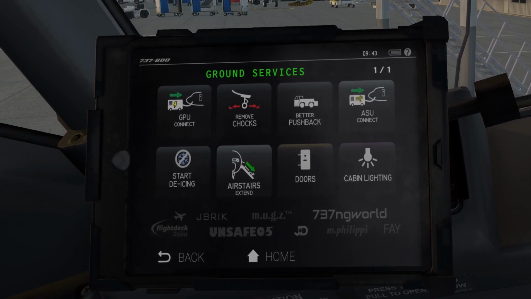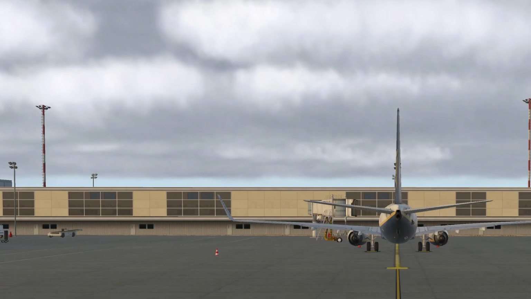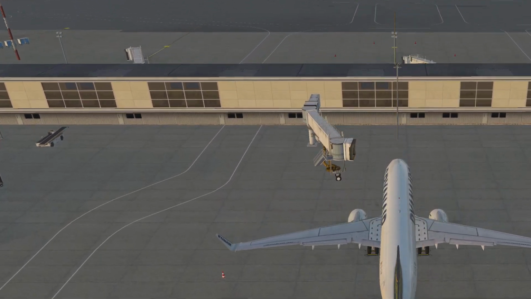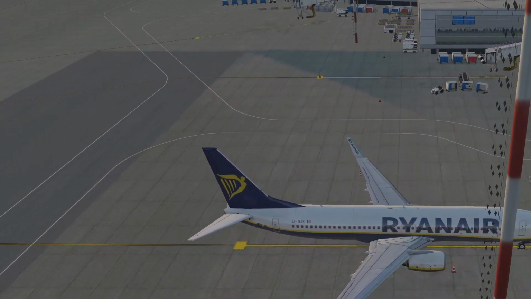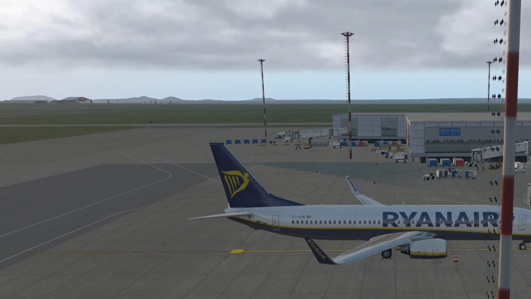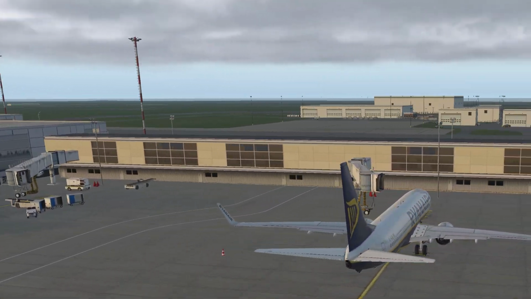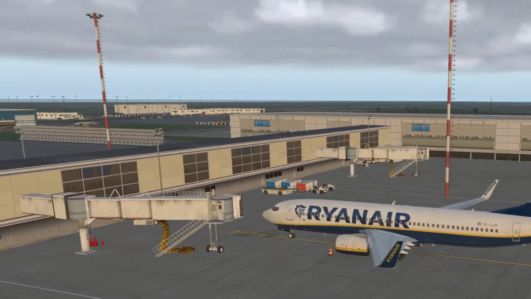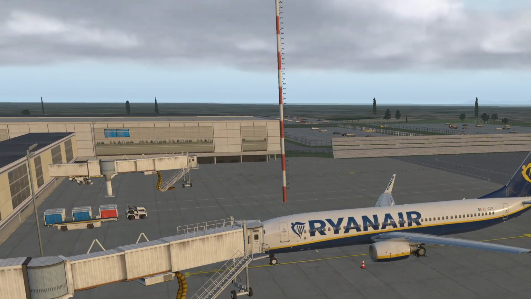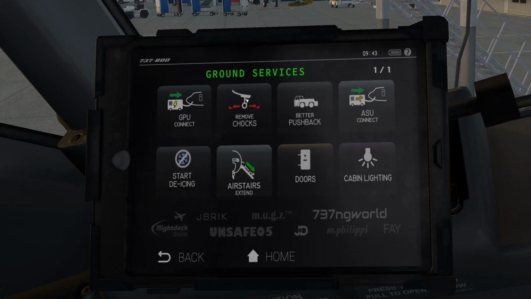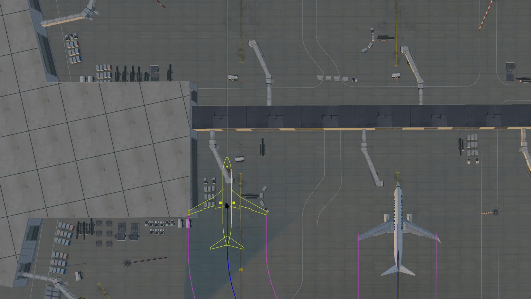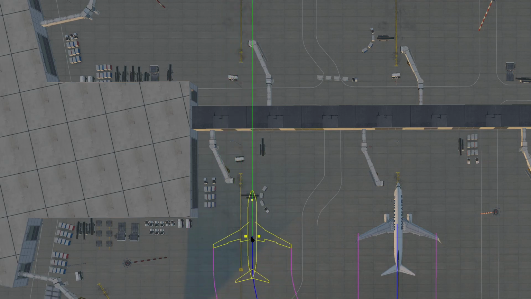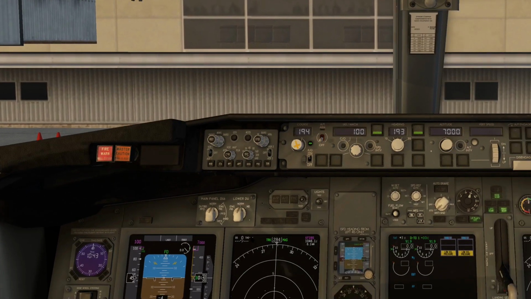So let's see where we are. We are on stand 4 probably. So we have to go nose left. Yeah. Remove the chocks and request a pushback. Ground to cockpit, please show me where you want to go. Yeah, that's probably good enough. Ground to cockpit, tow is driving up.